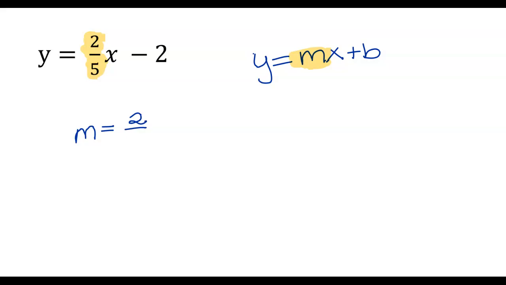Now there can be some tricky ones here if you're in slope-intercept form. Like for example, if you saw y equals x minus 2 instead, we would have to think to ourselves, what number is in front of the x? What is the coefficient on x? When we don't see anything, then we assume that the slope is 1, because 1 times any number is still that number.